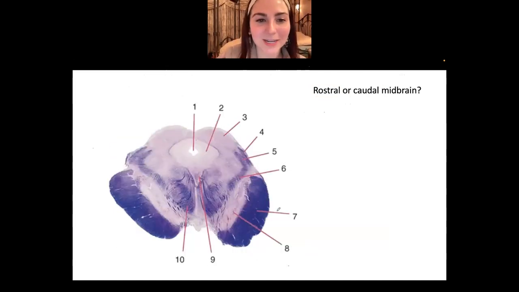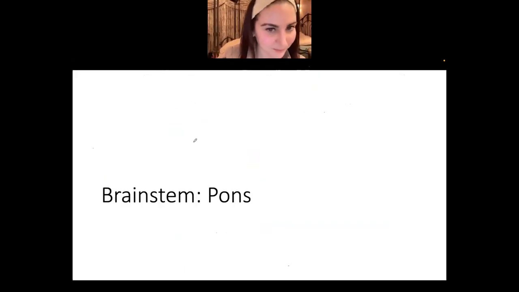But this is more of the rostral brainstem. You can see how it looks different from the caudal brainstem, the midbrain. And I knew it was midbrain. Again, here's my cerebral aqueduct. I will always have a cerebral aqueduct, rostral or caudal.